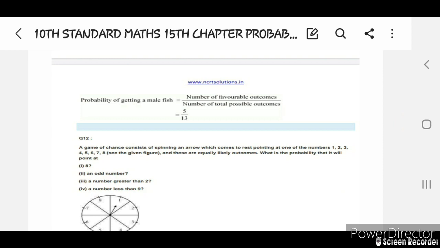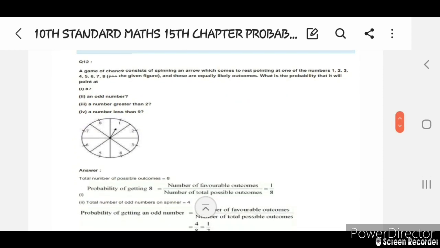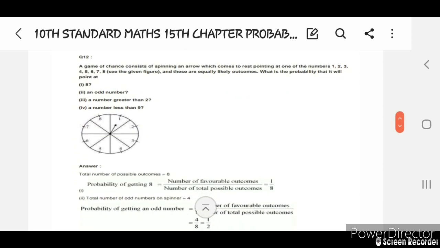So therefore 5 by 13 is the probability. Simple. You have to think simple. For the simple questions, think simple. Don't make it more difficult for you by solving it wrongly.